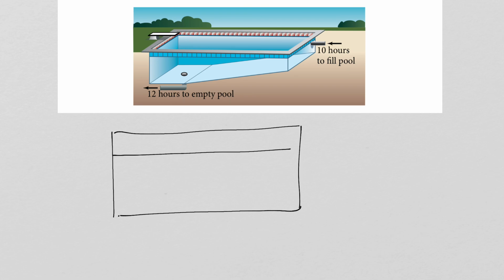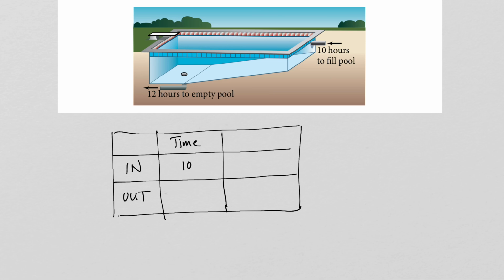and we're going to represent the two pipes, right? So one pipe is going in the pool, and one is going out of the pool. So we have water going in and water going out. And then we have the time that it takes. So if the pool is empty, it takes 10 hours to fill it up. And if the pool is full, it takes 12 hours to drain it.